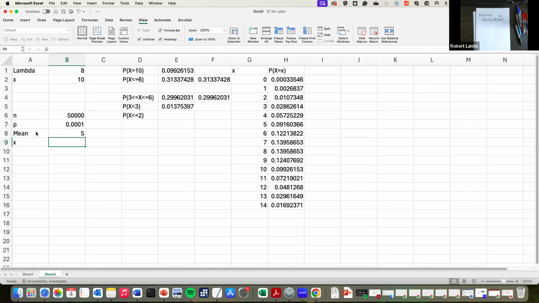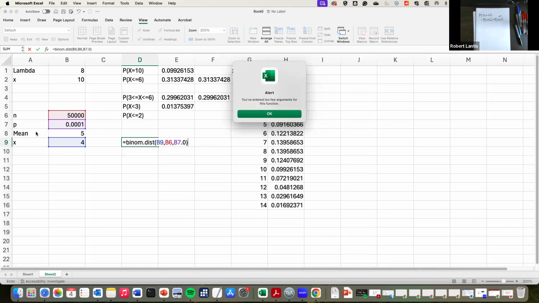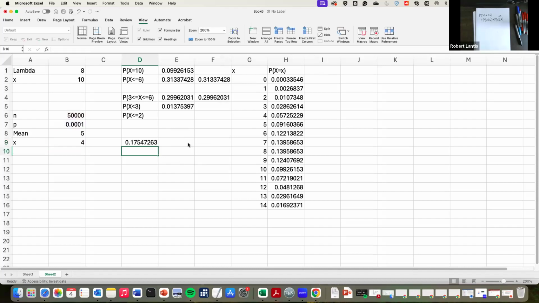If I'm interested in, what's the probability that out of these 50,000 people, I see that they have some chronic disease, what's the probability that only 4 of them do? Well, I could use the binomial. So I go, binom.dist. Here's my number of successes I'm interested in finding the probability of. Here's my number of trials, probability of success, not cumulative. I just want to know the probability exactly for. Hit enter. Oh, because I put a period instead of a comma. All right. So 0.175. I could have also done the Poisson distribution equation.